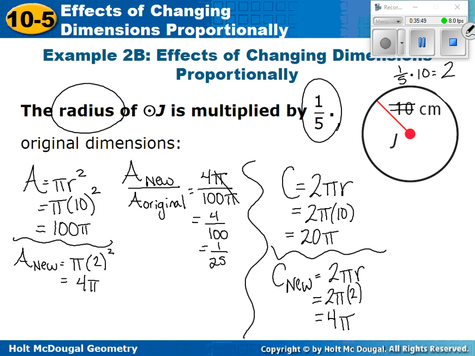Again, don't go, oh, 4 pi times 5 is 20. That means we multiply by 5. It's new divided by old. So the circumference of the new over the circumference of the original. And when you take 4 pi and divide it by 20 pi, the pi's cancel. And what's 4 over 20? 1/5. So again, the circumference is multiplied by 1/5. Now I did that fast. Questions?